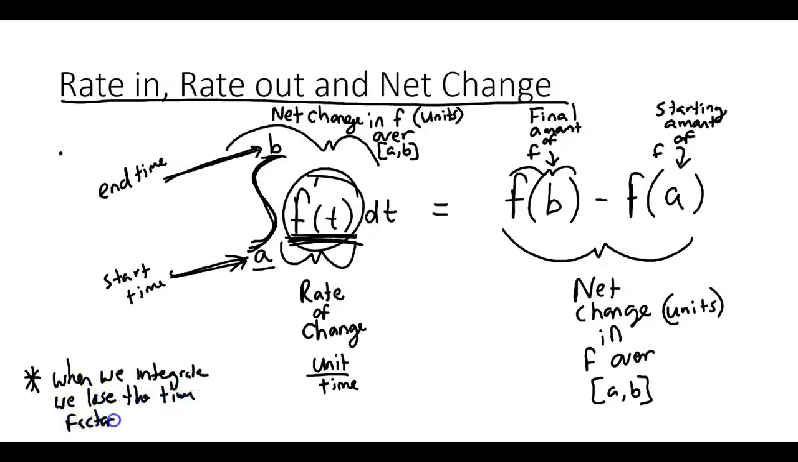And the reason for that is because you're multiplying time times a unit over time, and they cancel each other out. Okay? So now I'm going to clean up my board a little bit, and I'm going to rewrite what I just wrote.